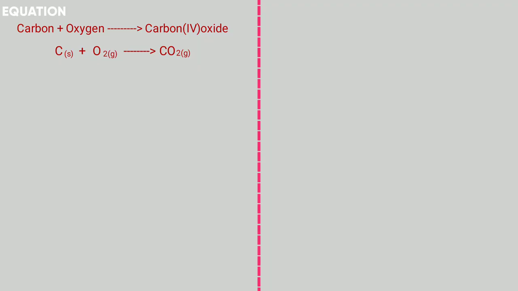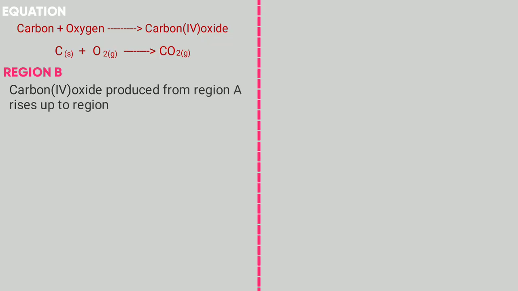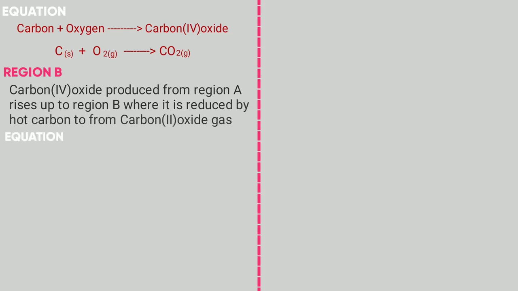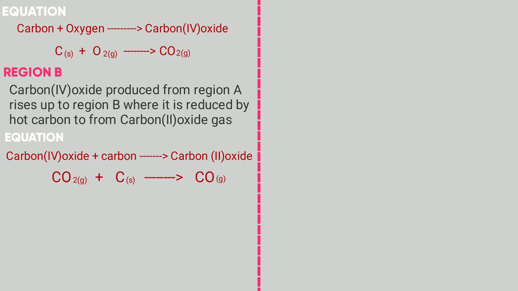In region B, carbon 4 oxide produced from region A rises up, where it is reduced by hot carbon to form carbon 2 oxide. The chemical equation is CO2 gas plus carbon solid arrow carbon 2 oxide gas. Balance the equation, place 2 where there is carbon 2 oxide.